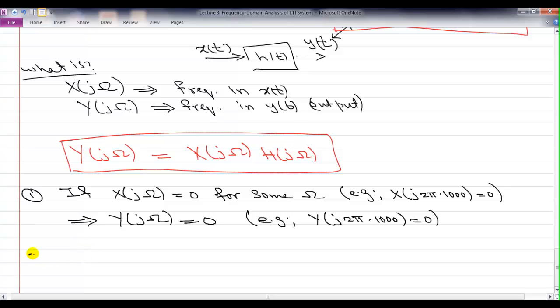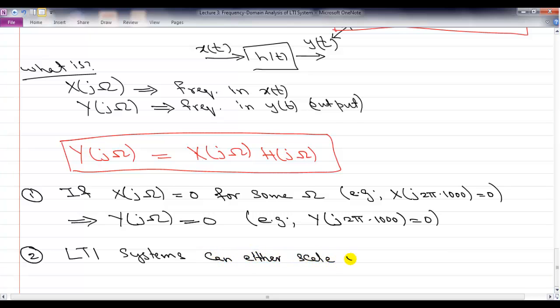The other case is that LTI systems can either scale up or scale down frequencies originally present in the input signal.